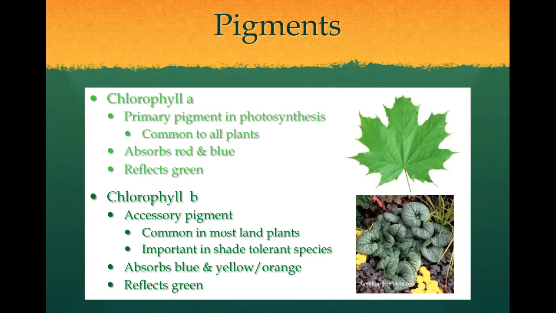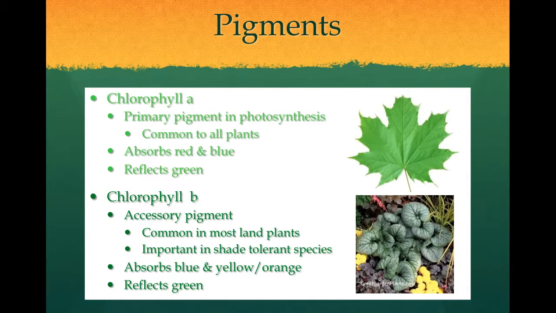Chlorophyll B is considered an accessory pigment, but can be found in many land plants. Chlorophyll B is very important for plants grown in shady environments, as it allows the plant to use a wide range of wavelengths. As with chlorophyll A, it absorbs blue light, but also absorbs yellow and orange light. Both chlorophyll A and chlorophyll B reflect green light, which makes them appear green.